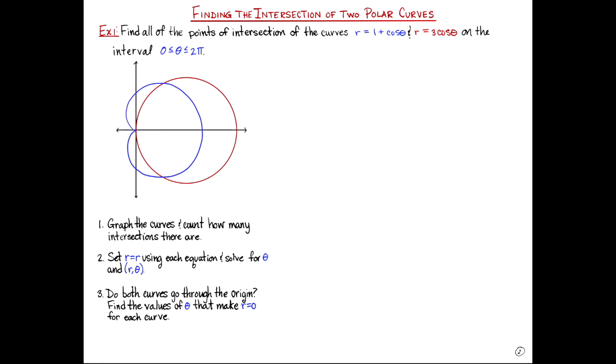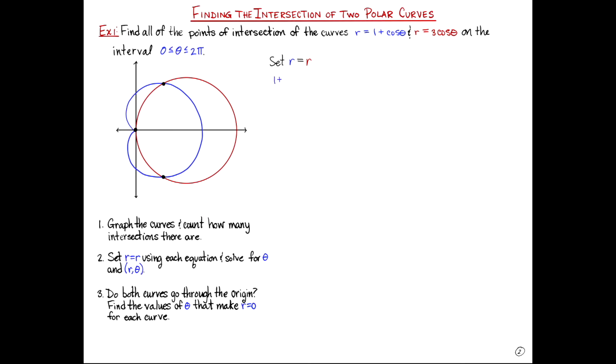We want to find all the points of intersection between the two curves, 1 plus cosine theta and 3 cosine theta, when theta is between 0 and 2 pi. When you're looking for the intersection of curves, you should start by plotting all of the intersection points on the graph. We can see 2 intersection points, one in the first quadrant and one in the fourth, and the curves also intersect at the origin. To find where the curves intersect in the first and the fourth quadrant, we want to set our 2 equations equal to each other and then solve for theta.